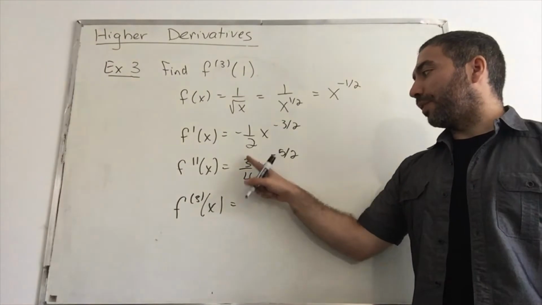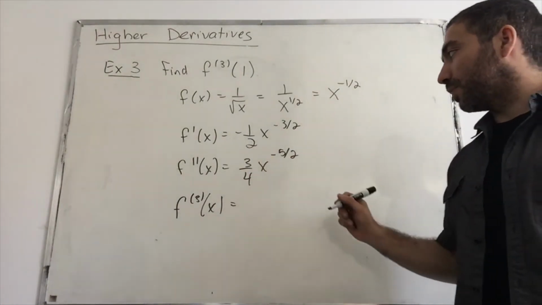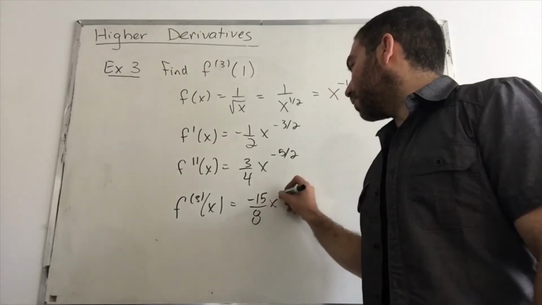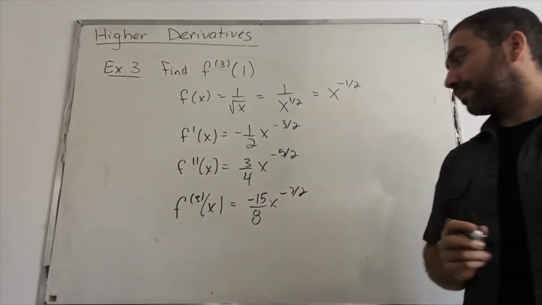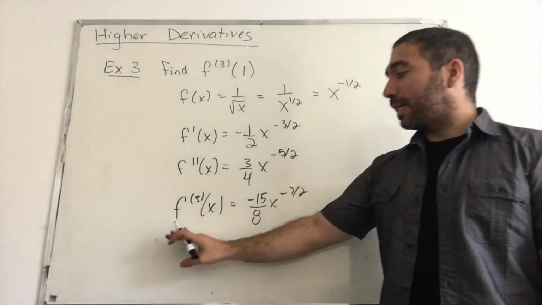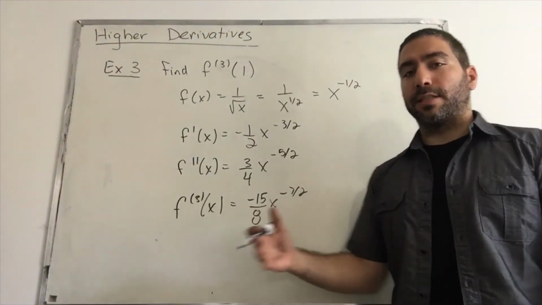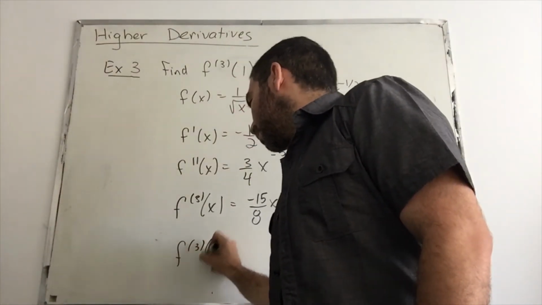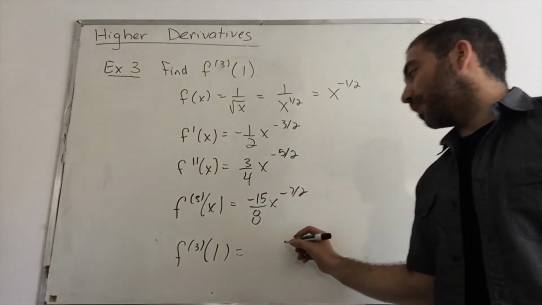And now we multiply 3/4 times negative 5 over 2. We get negative 15 over 8, x to the negative 7 halves. Okay, so this is the function. If it asks us to find the third derivative, we're done. But here it's asking us to evaluate it at 1. So what we're going to do is substitute the x by 1.